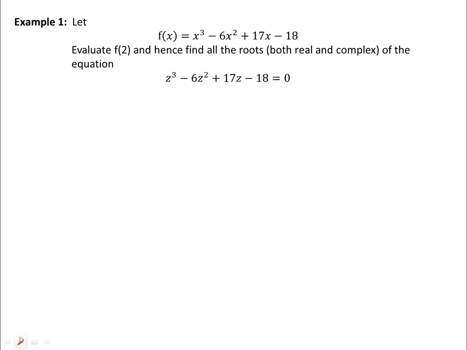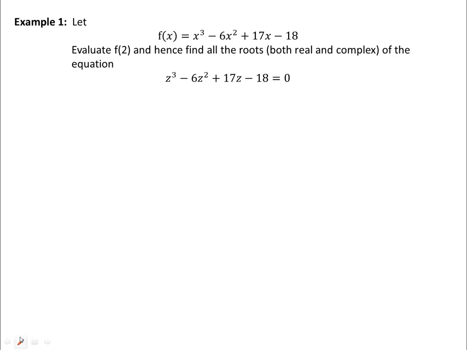We've got f of x is equal to x cubed minus 6x squared plus 17x minus 18. We're asked to evaluate f of 2 and hence find all the roots, both real and complex, of the equation z cubed minus 6z squared plus 17z minus 18 equals 0.